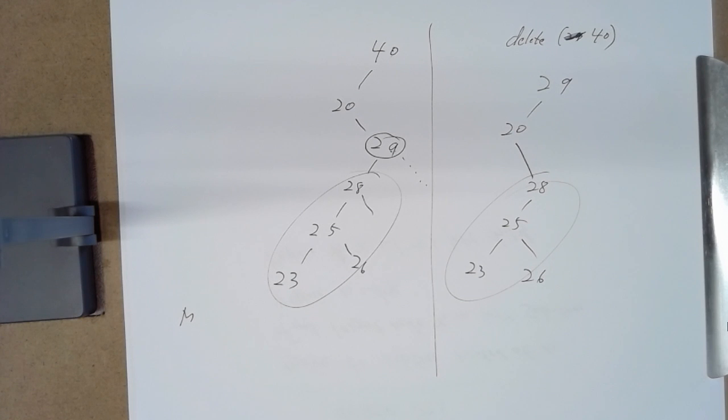And it's the identical process if we take the smallest element in the right subtree. And we know that when we do that, that smallest node cannot have a child to the left, because if it did, it would be smaller than the node.